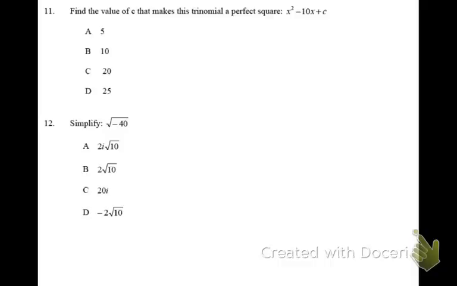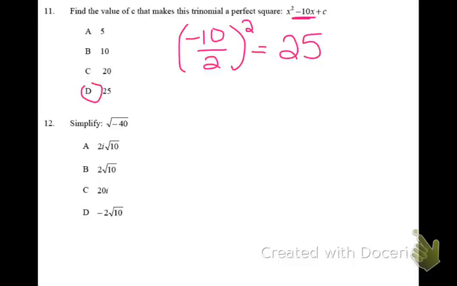For number 11, you are taking half of this middle term and squaring it, and that's what C is going to be. So I have negative 10 divided by 2, which is negative 5, and squaring it gives you a positive 25.